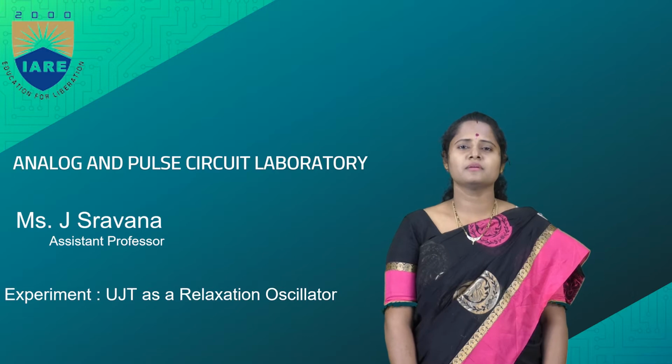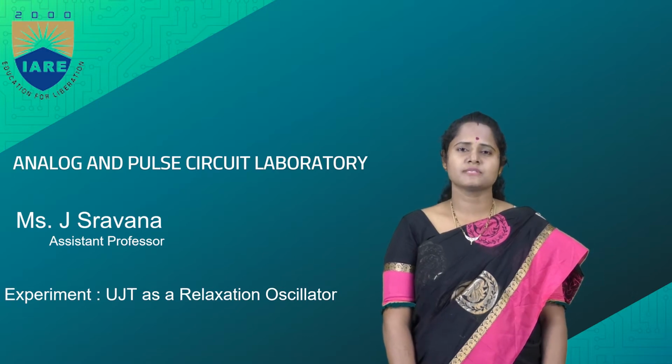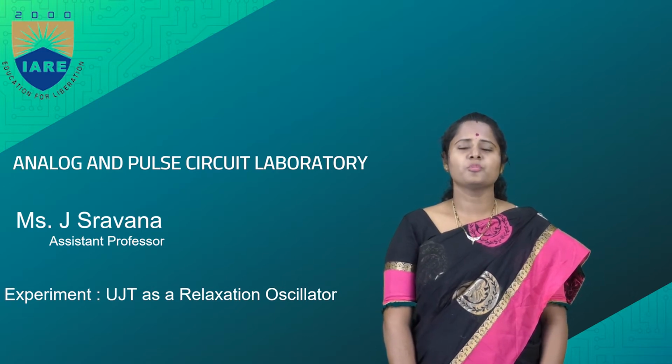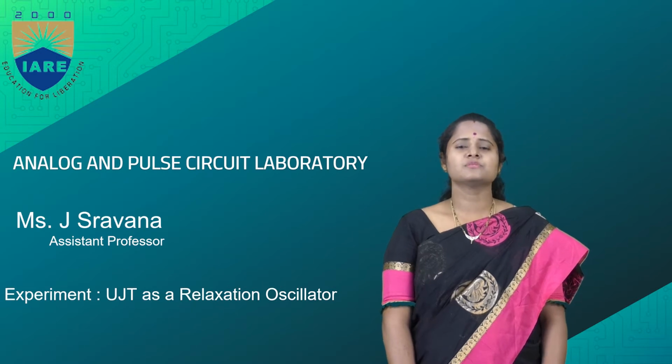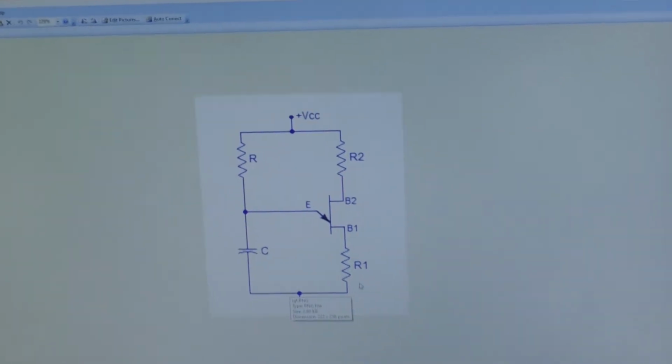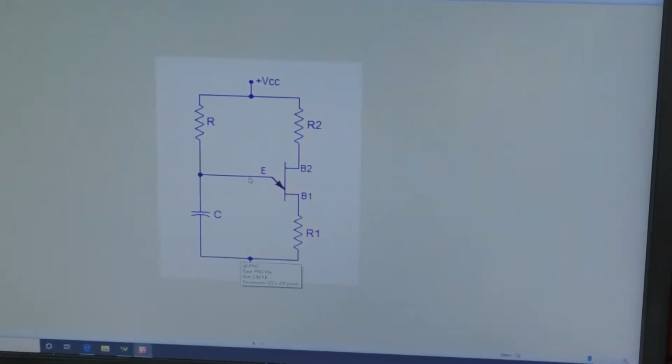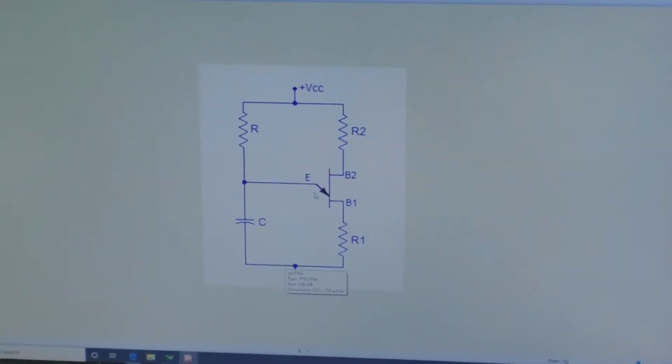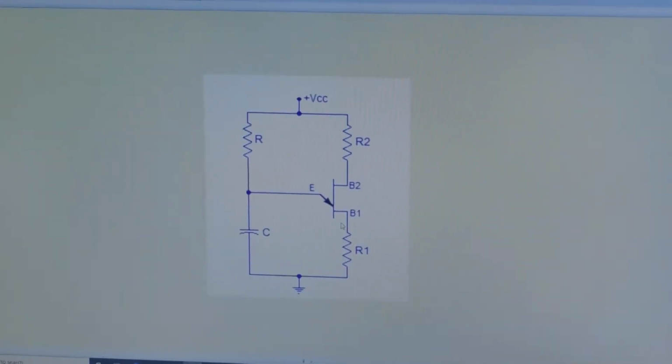Our today's experiment is UJT Relaxation Oscillator. Here we'll check the output waveforms across the emitter as well as base B1 and B2. This is a circuit diagram of the UJT Relaxation Oscillator, where you can see this is a UJT, that is, a unijunction transistor.